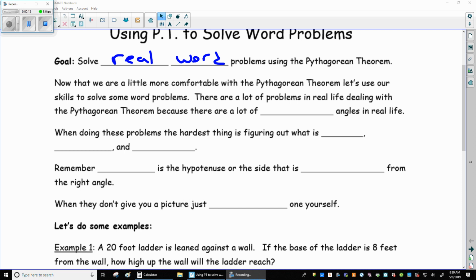So now that we've done Pythagorean theorem for a couple days and done some squares for a couple days, let's use our skills to solve some word problems. There are a lot of problems in real life dealing with Pythagorean theorem because there's a lot of right angles, or a lot of 90-degree angles in real life.